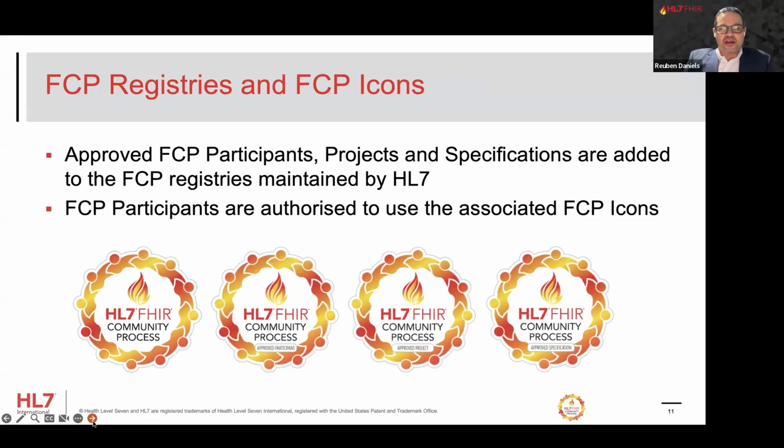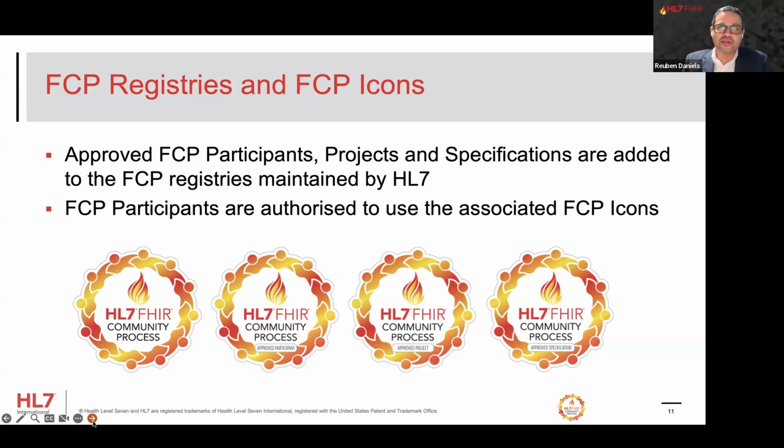So assuming you are approved as an FCP participant, you have projects and you have specifications which are being added as FCP compliant, they can then be listed in the FCP registries, which are maintained by HL7. This is a very important thing to note, because once those specifications are registered, they become far more discoverable by the global FHIR community in terms of what they do, how they're going about it, and very importantly, the fact that they have met the requirements for the FCP, which gives them a much higher bar, and thus more trust can be put in them by the community.